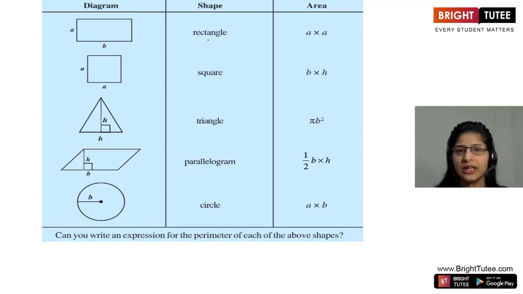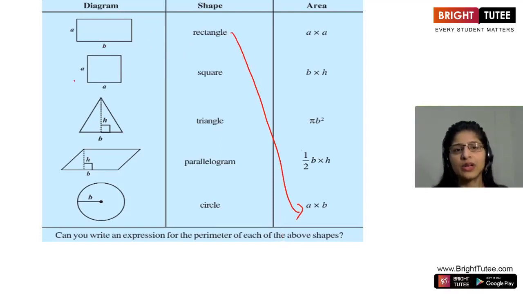At the last one, this is a rectangle, and the area is what? Area is this, A into B, length into breadth, right? Now if this is a square and the side length is A, what is its area? A cross A. So the square's area is A cross A.